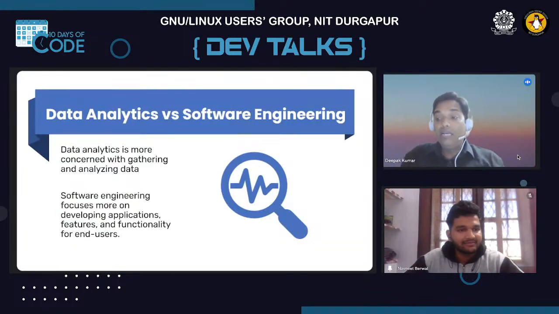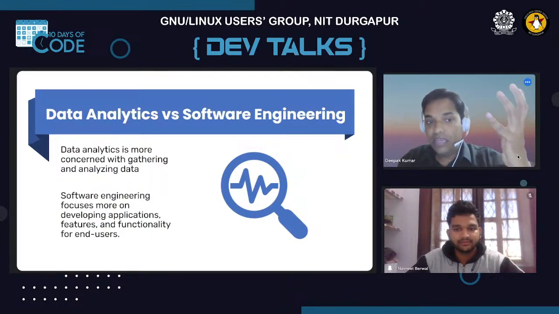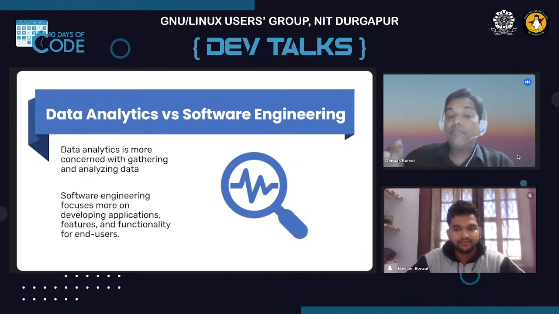Now, there's one question: what is data analytics and how is software engineering different from it? Definitely it is different, because data analytics is more concerned with gathering and analyzing the data. Software engineering focuses more on developing applications, features, and functions for end users. So you are developing a software for end users.